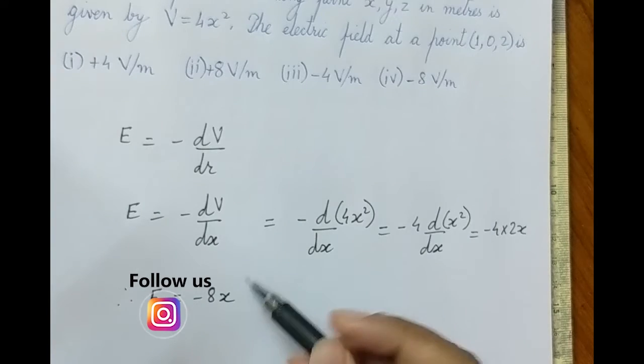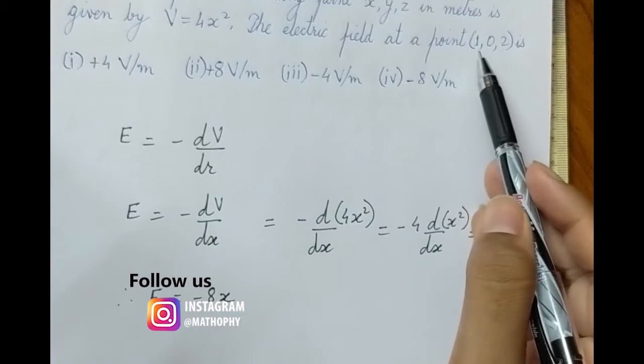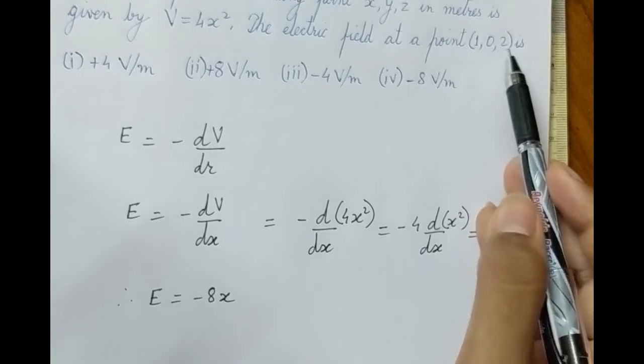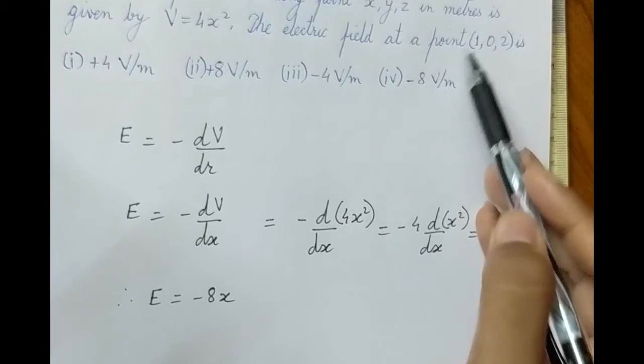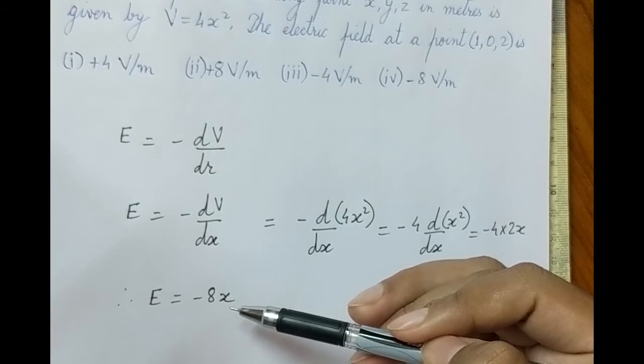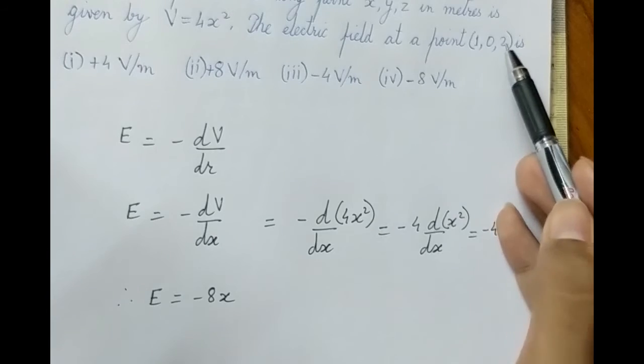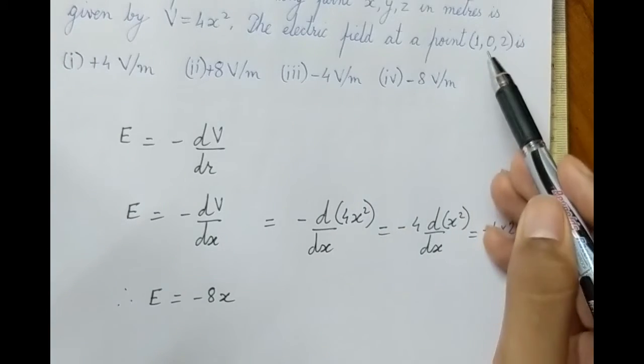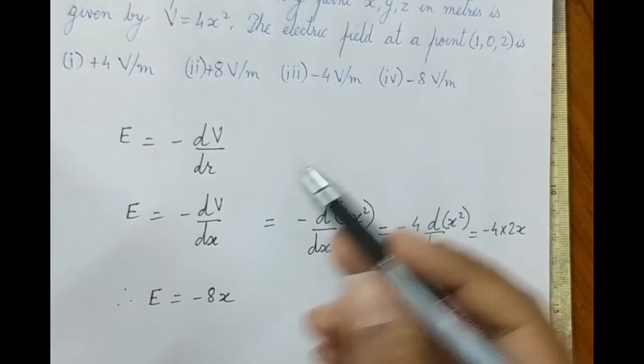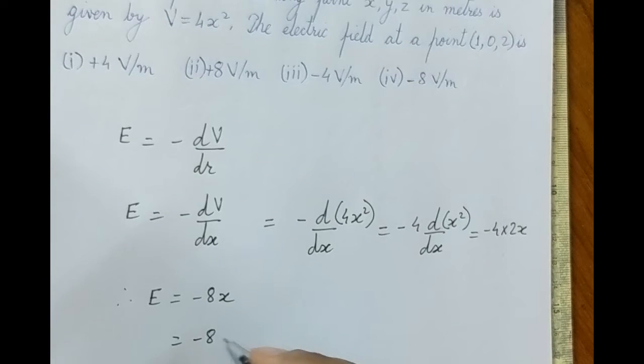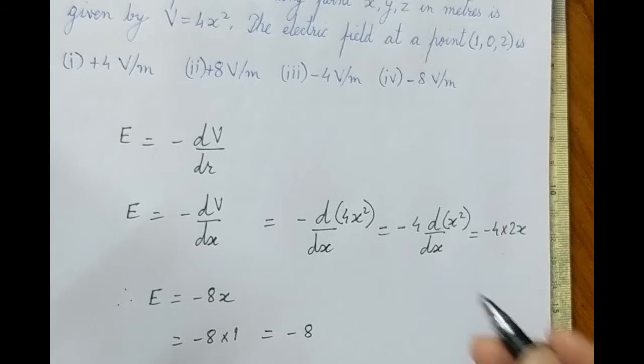Now we need a value of x. We have been given the coordinates 1, 0, 2. We are only concerned with the x coordinate because our answer demands x. So the 0 and 2 are insignificant to us for the problem. We put the given value of x into the problem, and that gives us minus 8 into 1. That is equal to minus 8 volt per meter. So fourth option is the correct option.